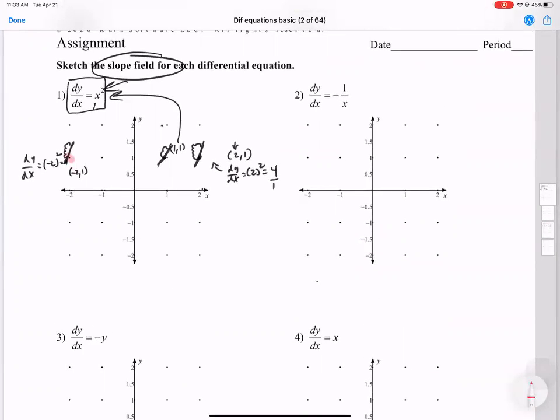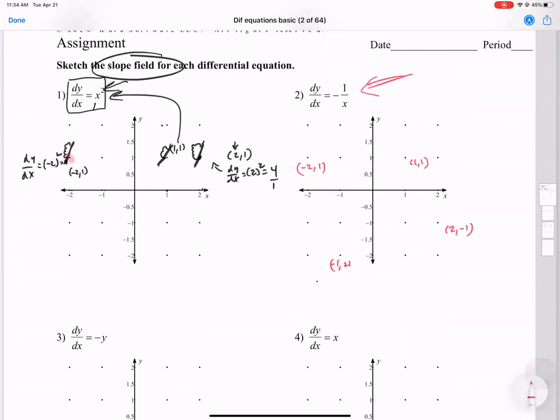Okay, let's look at our number 2. I want you guys to see if you can tell me what the slope would be at 1, 1, 2, negative 1, negative 2, comma 1, and let's do negative 1, comma 2. Go ahead and quickly tell me what those slopes would be. What happens is we're going to plug them into this equation here.